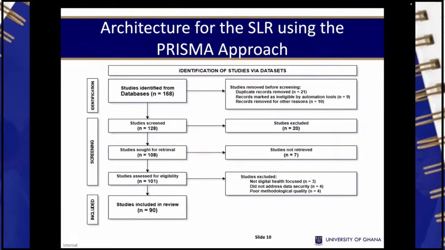So this is the PRISMA architecture that we use in the entire exercise. In this PRISMA architecture, we just look at the identification. In all, we identified about 168 records, and based on these 168, we were able to remove all the duplicates from the data. We used Zotero in removing all duplicates.